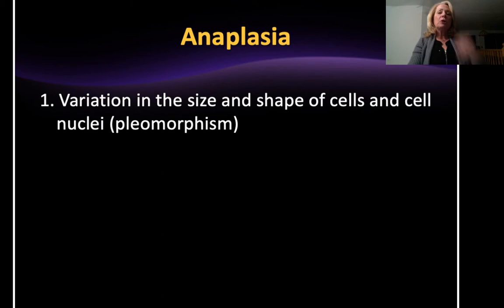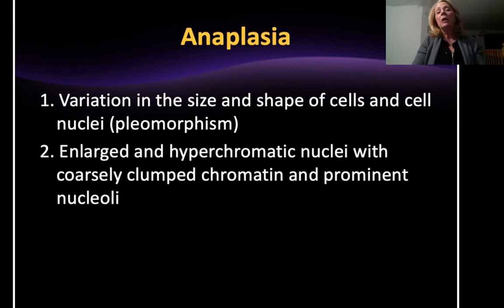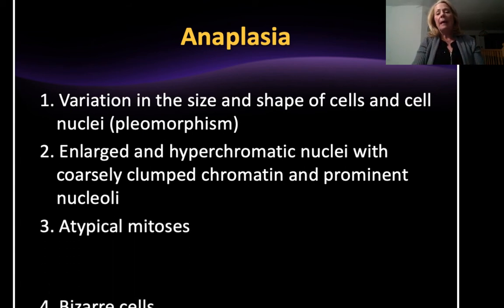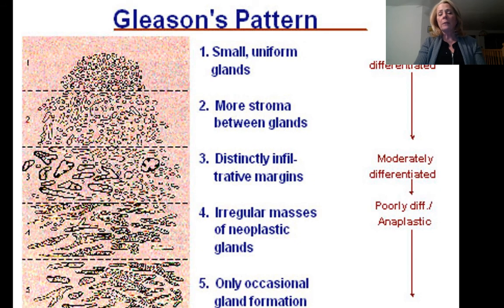So with anaplasia, you may have pleomorphism, which is a variation in the size and shape of the cells. Also the nuclei become hyperchromatic, which means the chromatin clumps up and becomes much darker, more prominent, and then you have atypical mitoses, and these bizarre looking cells take on weird shapes.